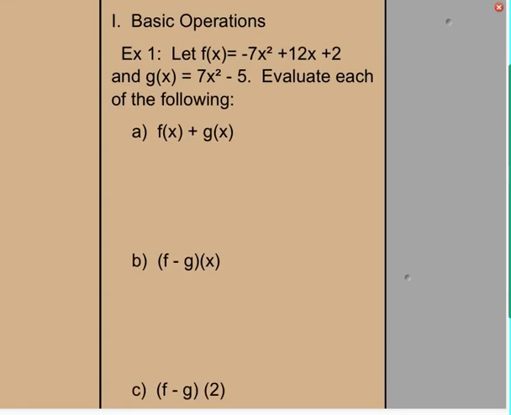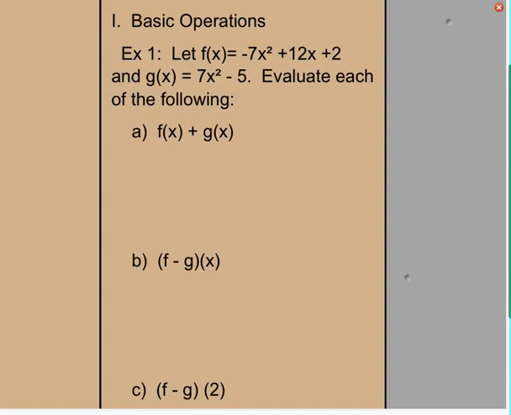The notation that I prefer is the notation we see in Part A, where it literally says f of x plus g of x. The notation in Part B, the book uses sometimes, so I needed to introduce it to you so that you understand that it's the same thing. Part B is saying f of x minus g of x. You read it a little bit differently, f minus g of x, but you're asked to perform the same operation. You just subtract the functions.